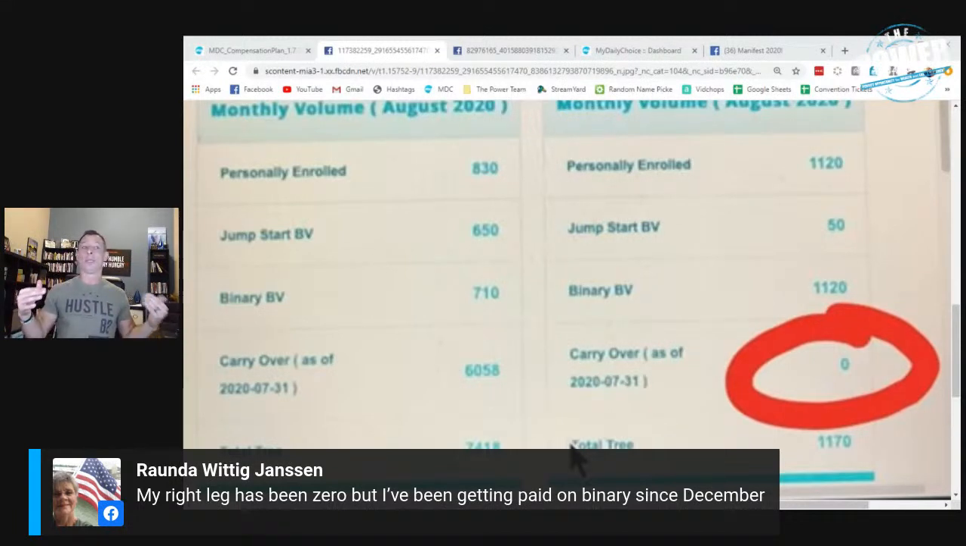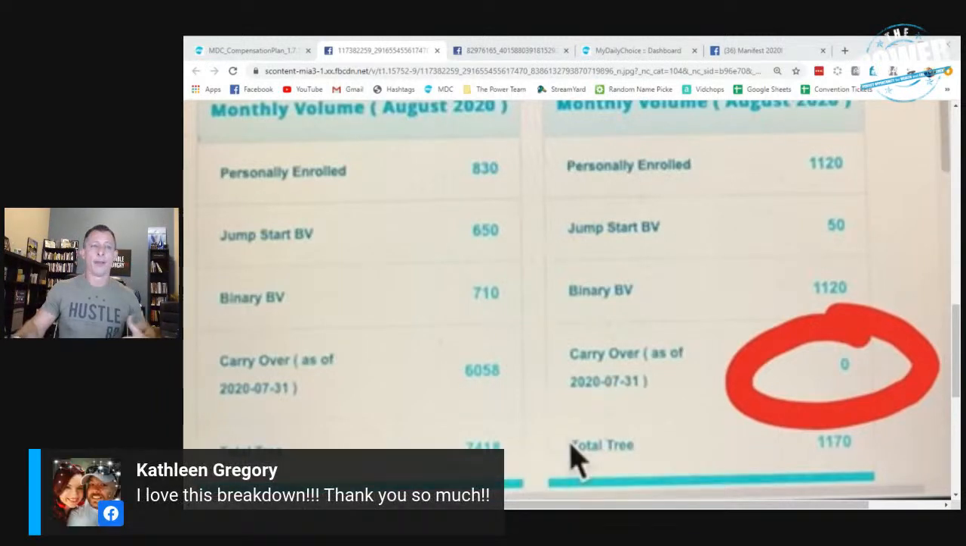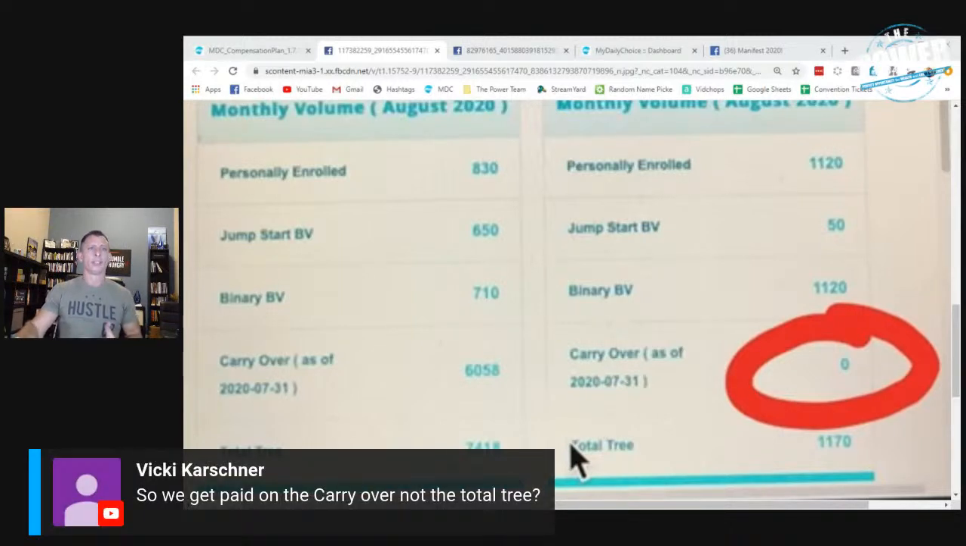Now, what do we need to do? We just need the numbers to get bigger. And the more volume you have, the more your monthly residual is going to be. So we get paid on the carryover, not the total tree. Vicky, yes, that is correct. The total tree, this total number at the bottom, truly means nothing.